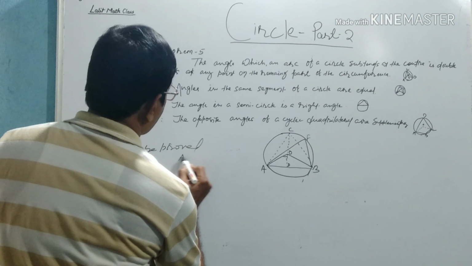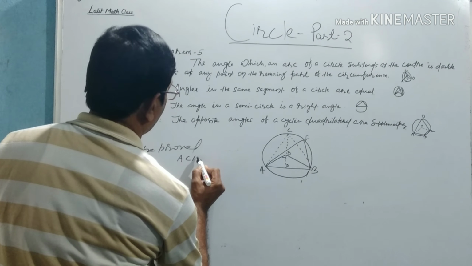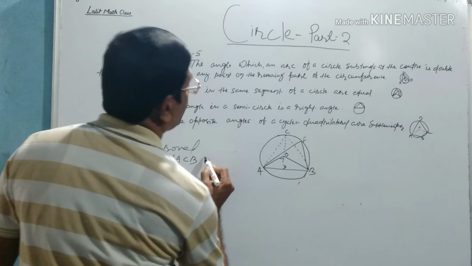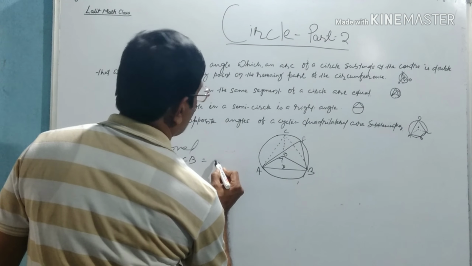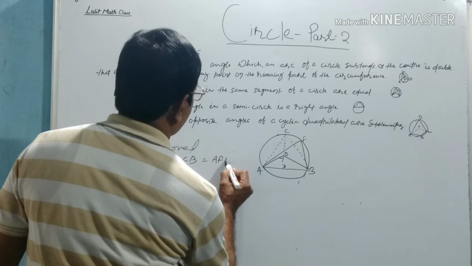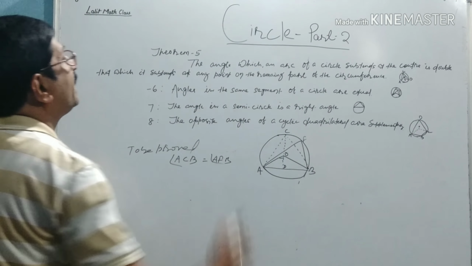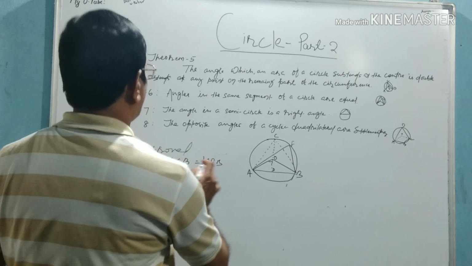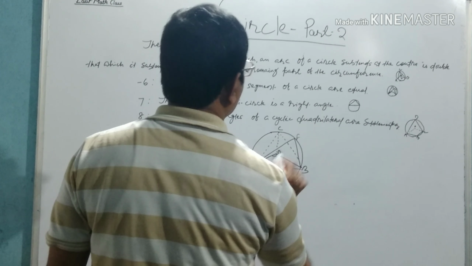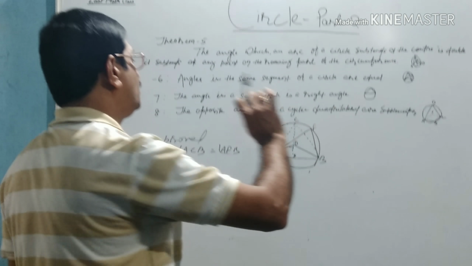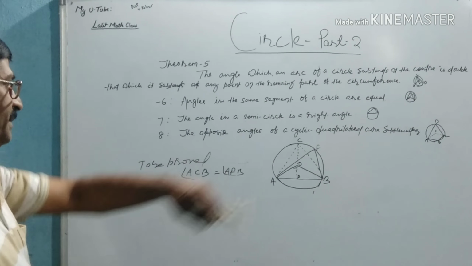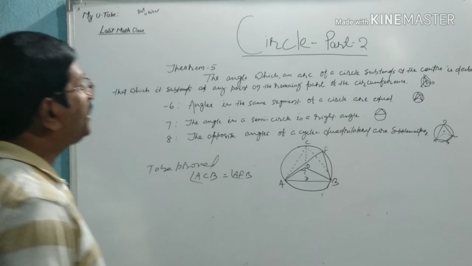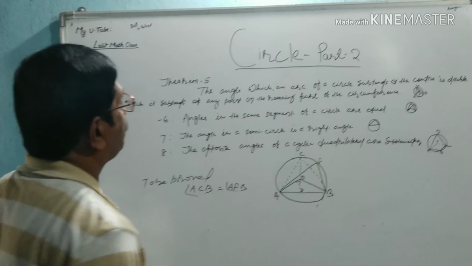Angle ACB equals angle AFB, angles in the same segment. So both these angles, angle ACB and angle AFB, are in the major segment, that is the ACB segment. And here you see how you can prove them equal.